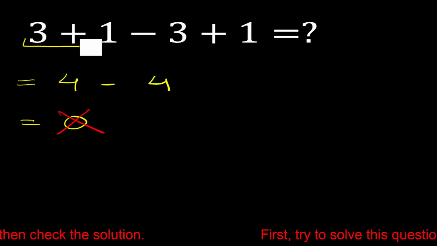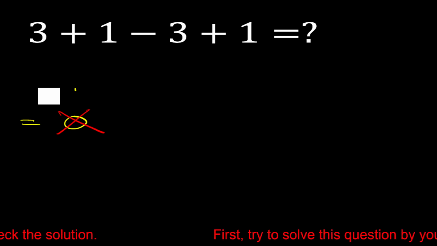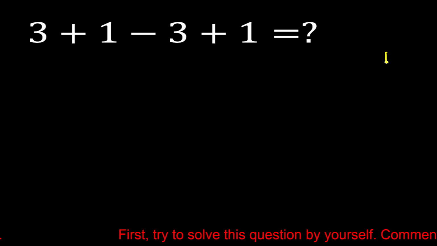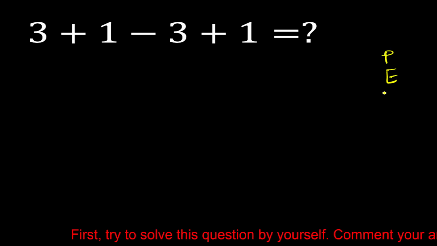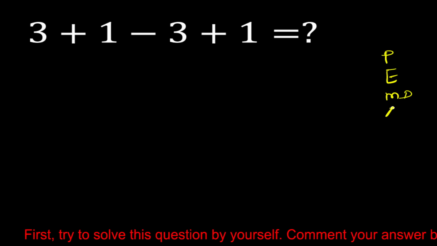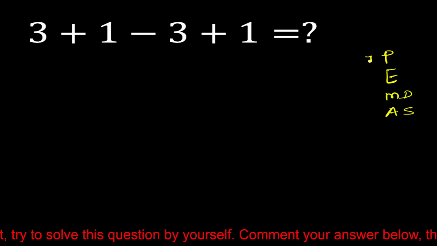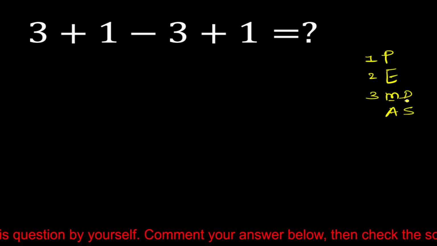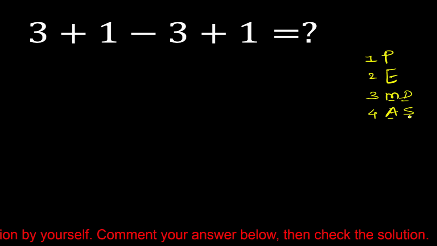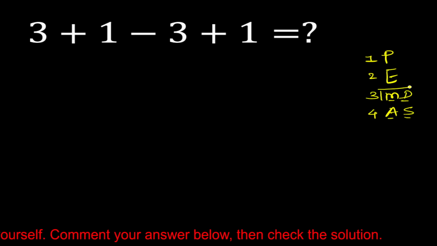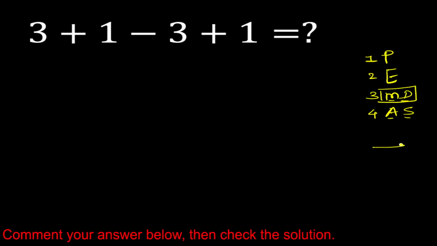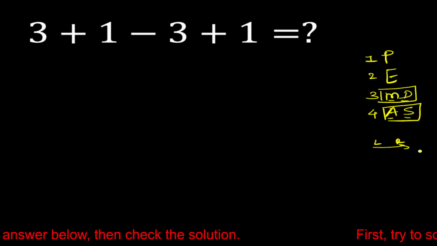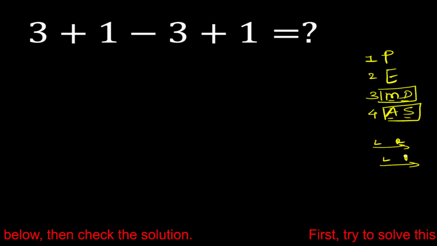So now let's solve this problem correctly by using the PEMDAS rule. PEMDAS: P, E, M, D, A, S. According to PEMDAS, first priority is parentheses, second priority is exponents, third priority is multiplication and division, fourth and last priority is addition and subtraction. Here multiplication and division both have equal priority, so we have to solve it from left to right. And addition and subtraction also both have equal priority, so we have to solve it from left to right.